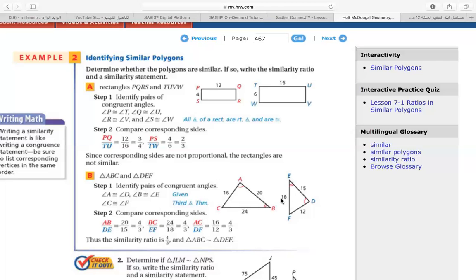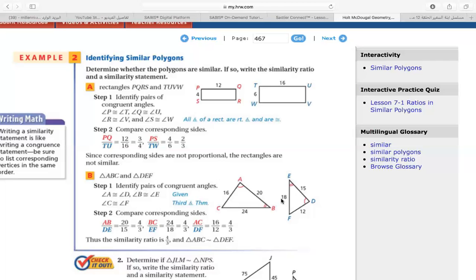E and B. So what are their corresponding sides? FD and CA. You see, mice, choose what? FD and CA. Okay. So FD and CA. FD is 12 and CA is 16.